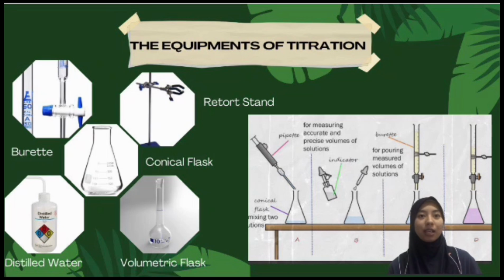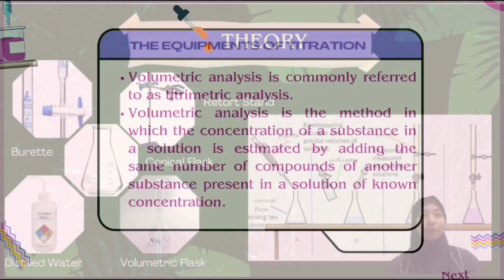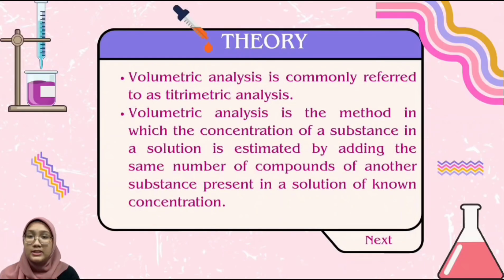To succeed in the process, we must have the equipment. For titration, we must have a burette, retort stand, conical flask, distilled water, and volumetric flask. I will explain the theory of volumetric analysis.